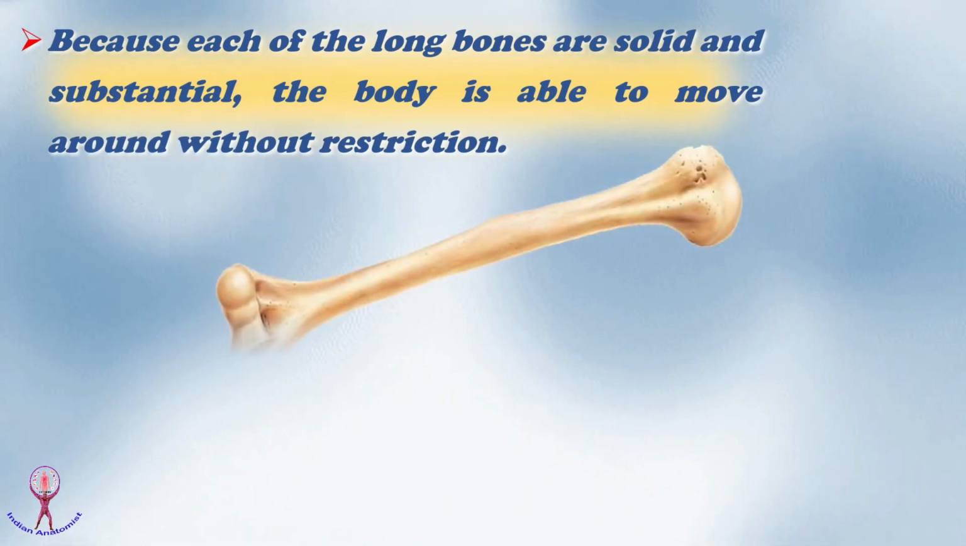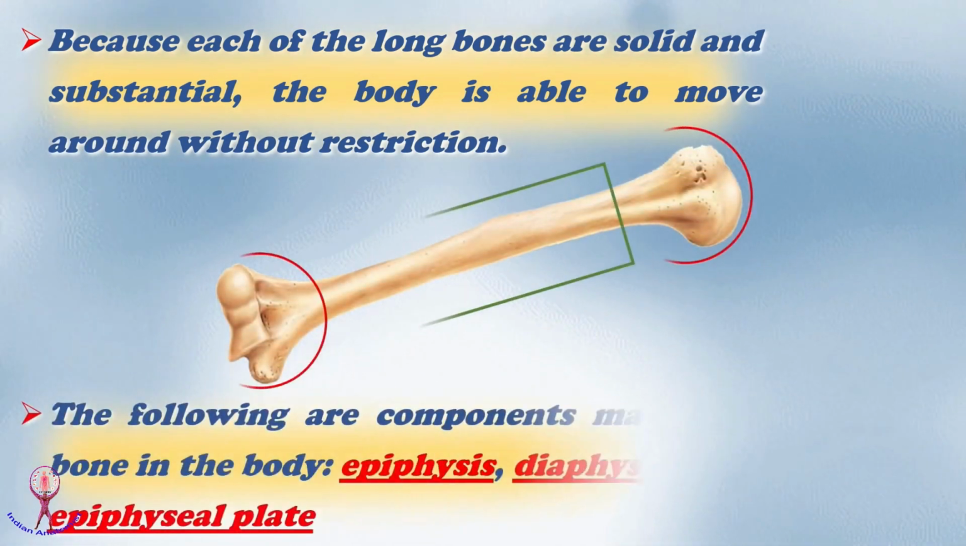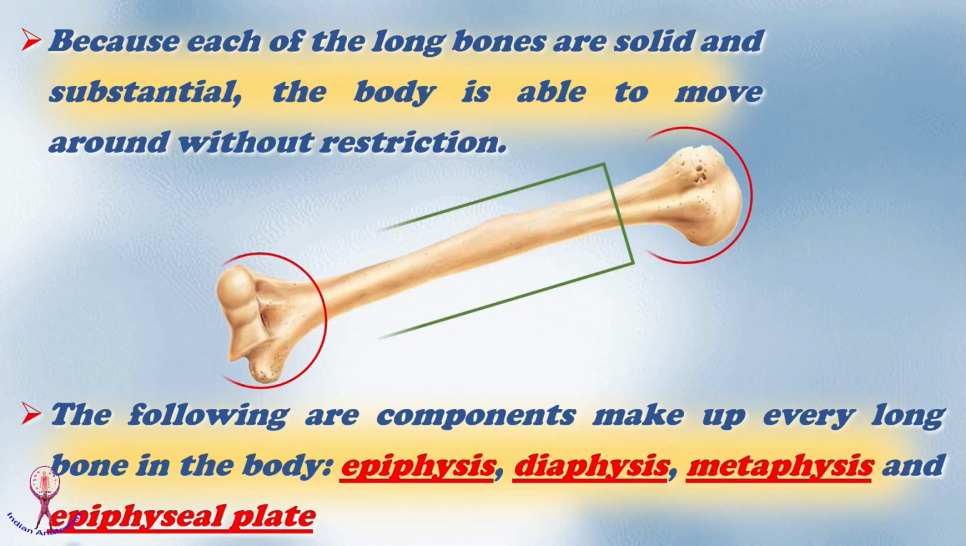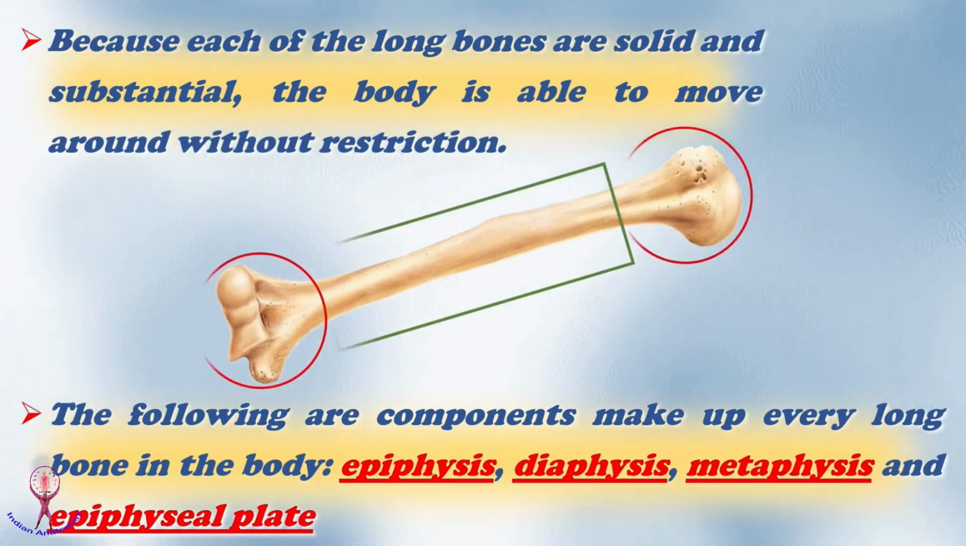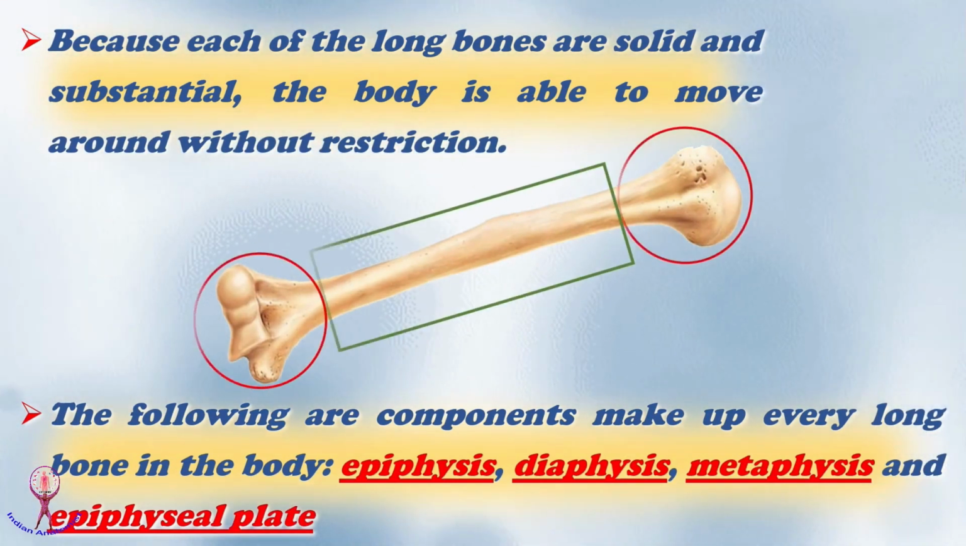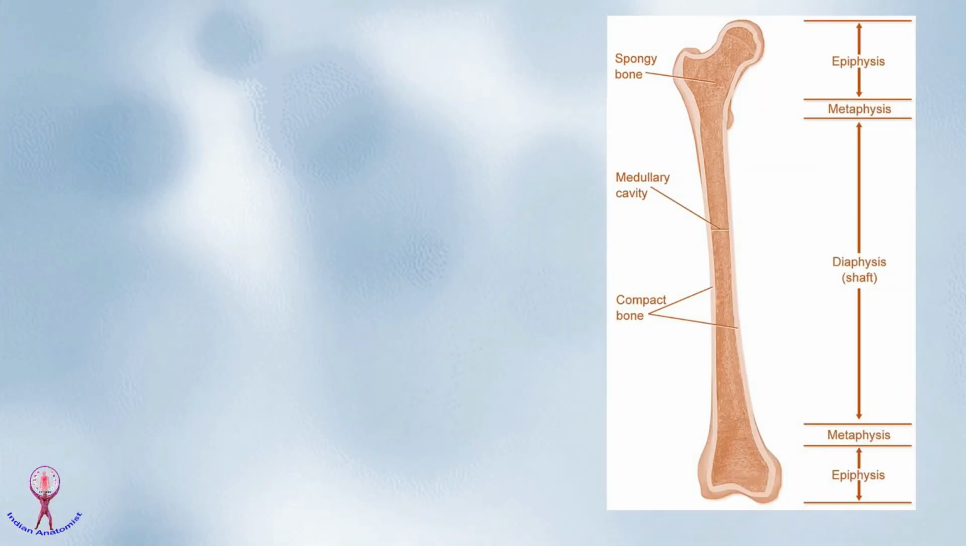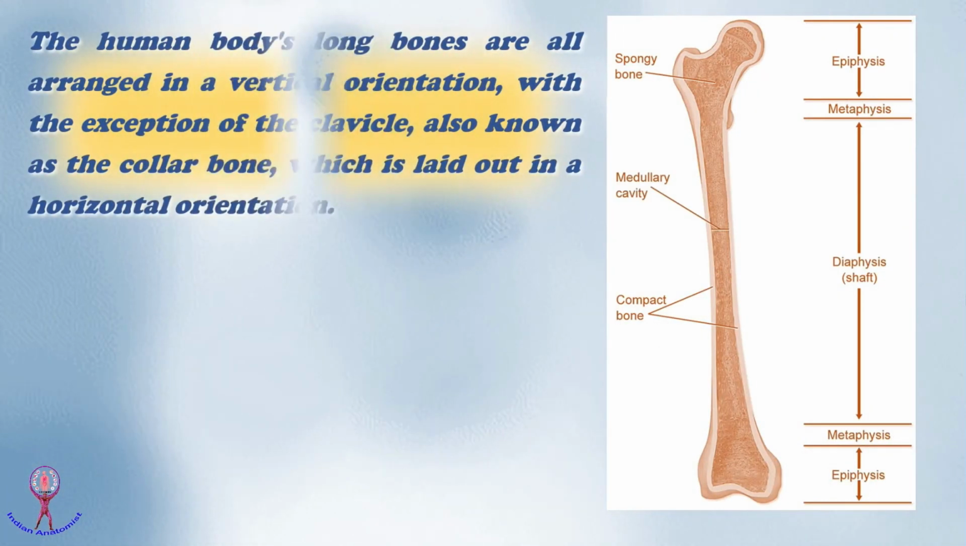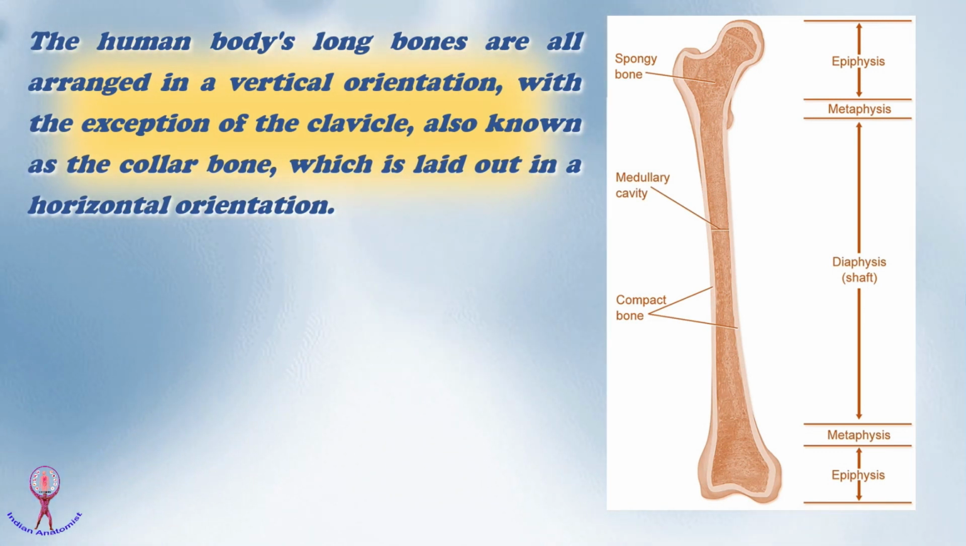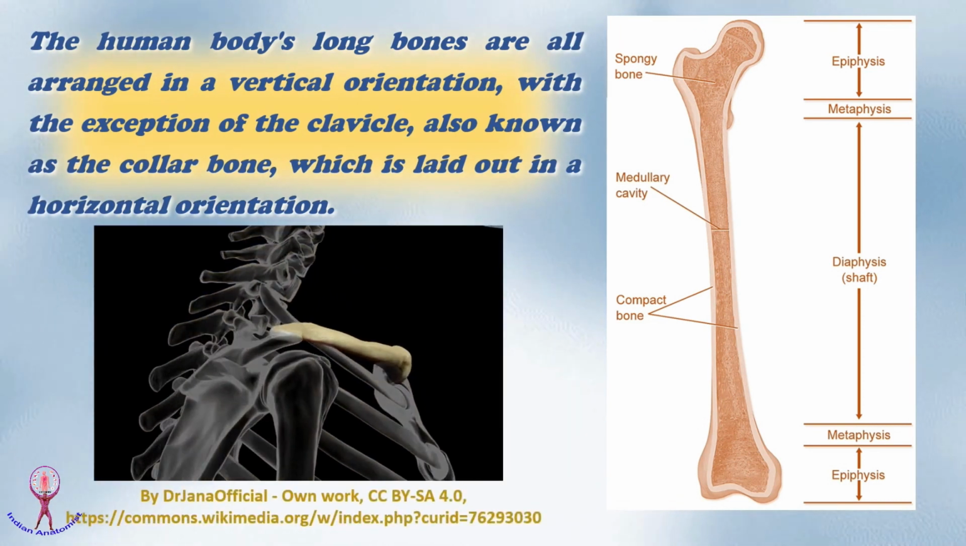The following components make up every long bone in the body: epiphysis, diaphysis, metaphysis and epiphyseal plate. The human body's long bones are all arranged in a vertical orientation, with the exception of the clavicle, also known as the collar bone, which is laid out in a horizontal orientation.